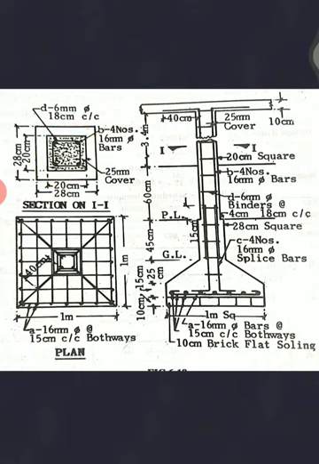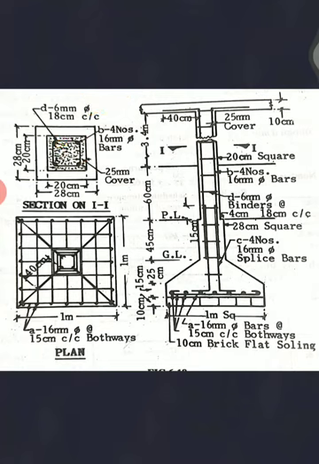Now this column size is 20 by 20, and at the plinth level you will have 28 by 28, that we call the column base. And you will have 4 bars of 16 mm dia. Here you can see 1, 2, 3 and 4. 4 number of bars are there.